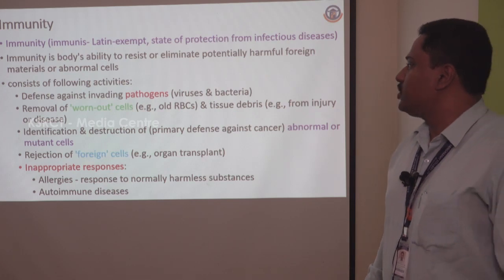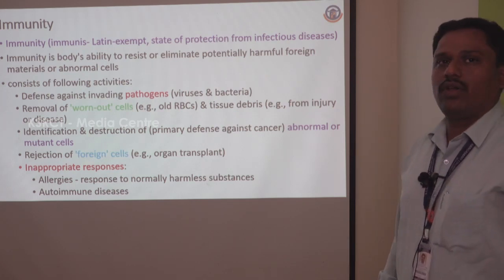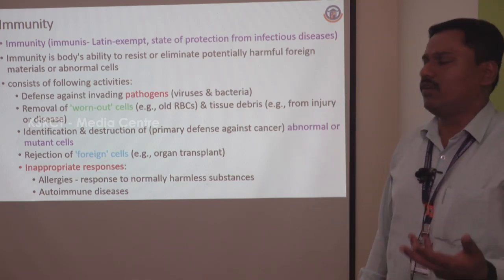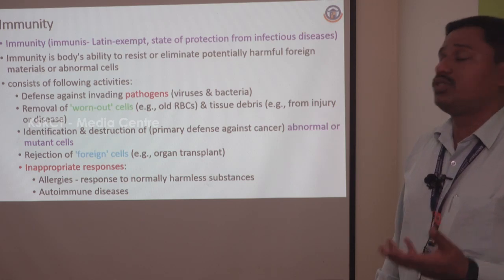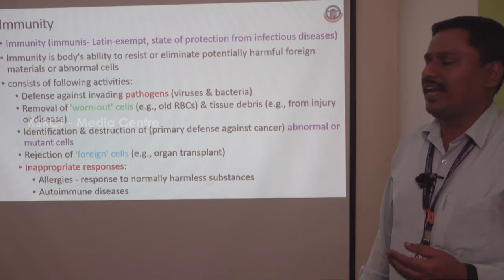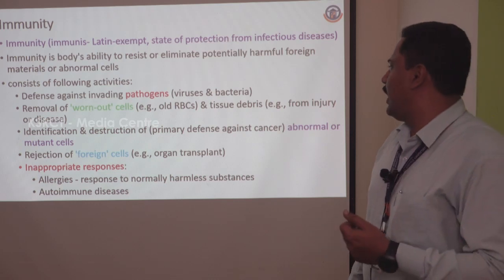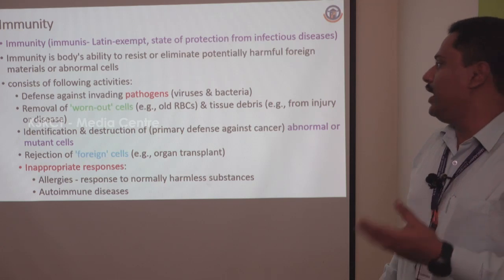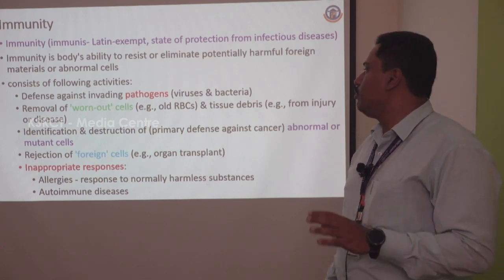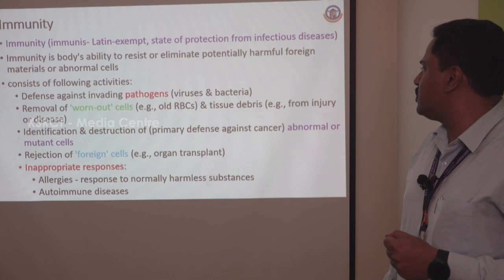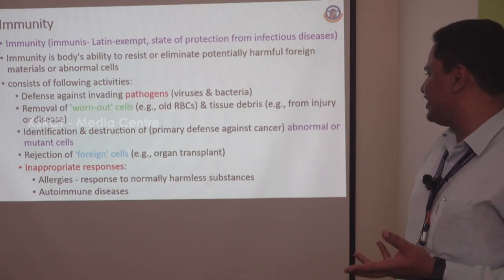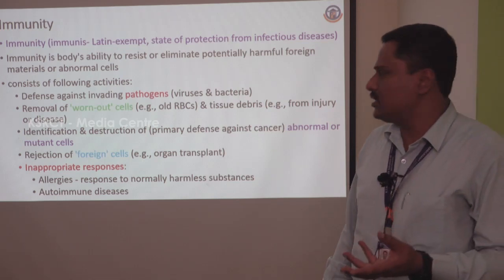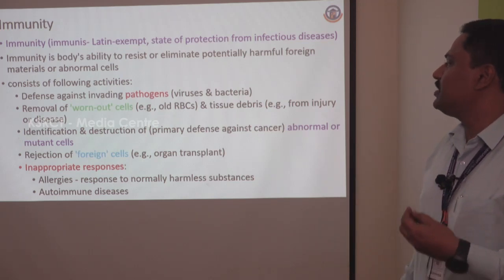So immunity consists of the following activities. What are those activities? It is a defense against invading pathogens, for example viruses or bacteria. It removes worn out cells, for example RBCs, or any tissue debris that is formed due to disease or injury; those cells will be removed from the body. Then there is identification and destruction of abnormal or mutant cells, for example primary defense against cancer cells, and those cells will be removed with the help of this immune mechanism.